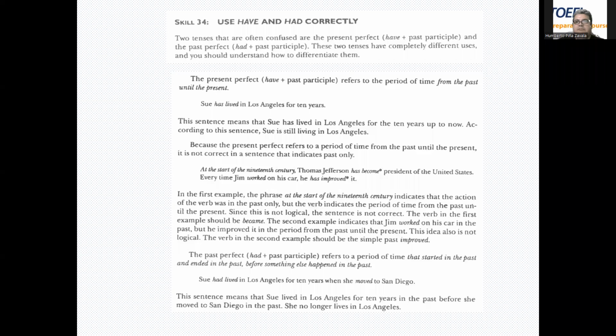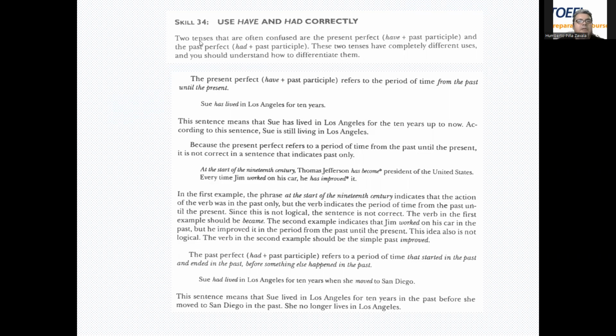So right now, we're working with structure and written expression, and we're going to move on to skill number 34. Wow, 34. Okay, so we're working with problems with verbs. We saw in the previous skill that we cannot combine the present and the past unless it's a logical sentence. And in skill 34, we use have and had correctly.